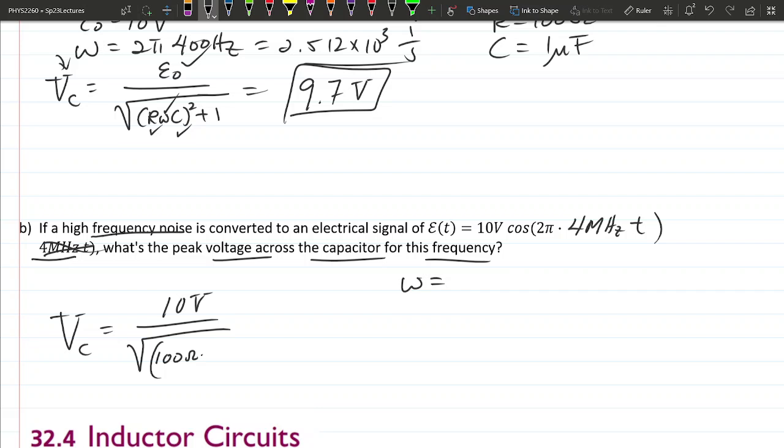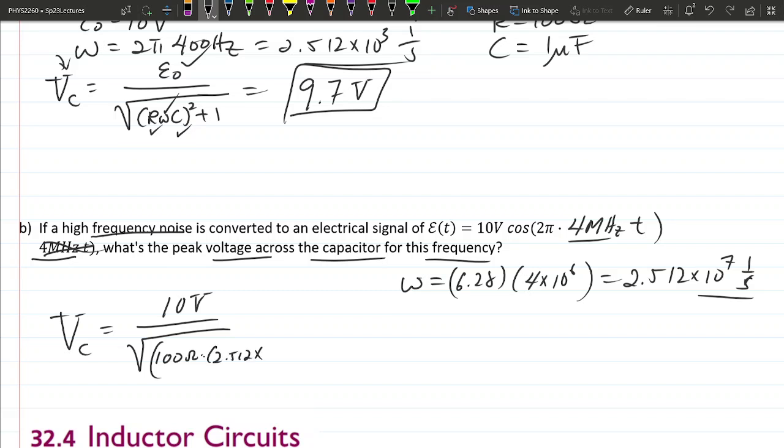So omega is actually 6.28, which is 2 pi, times 4 million, 4 times 10 to the 6. Let's see what that number is. This is 2.512 times 10 to the 7. This will have units of 1 over seconds also. So if I plug that in here instead, 2.512.